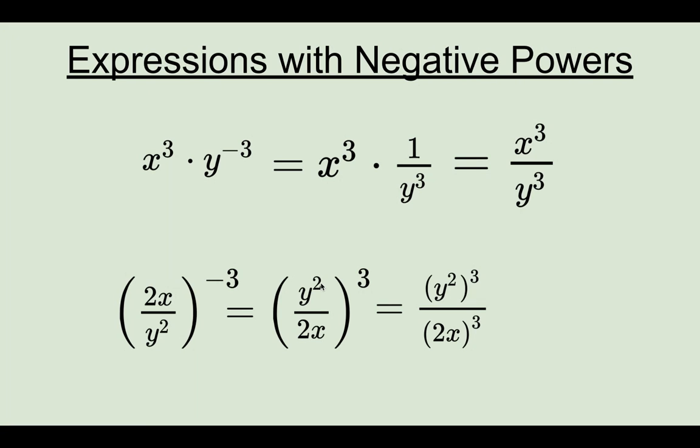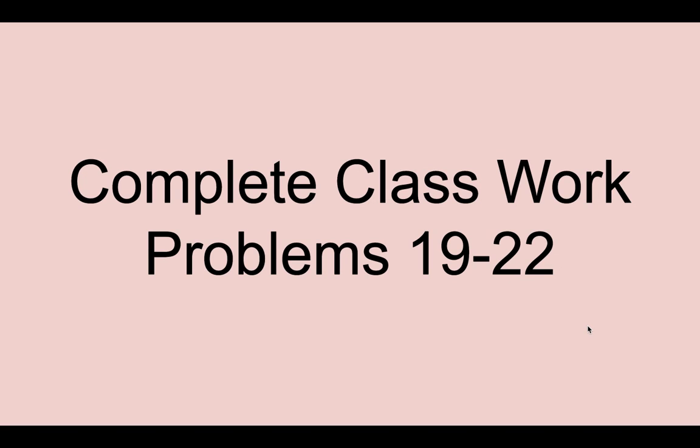So it's y squared cubed and 2x cubed. So power raised to power, I multiply. So that would be y to the 6. And then again, I have multiplication, so I can distribute this power to each piece. So I'll get 2 cubed is 8, and then x to the first times cubed is just x cubed. Okay? All right. And so you want to stop the video and complete classroom problems 19 through 22.